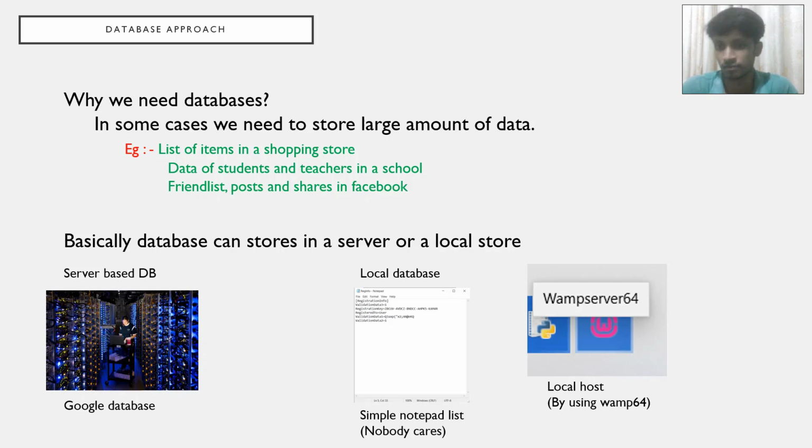So WampServer 64, and there is another localhost server called XAMPP. It's also a localhost. So WAMP is a localhost, and XAMPP, on the other hand, is also a localhost. Basically, those are the two types of database approaches. The first one is the server based approach and the other is the local approach. In this series we are only going to cover the local part.